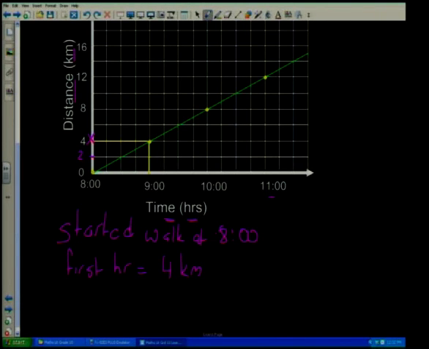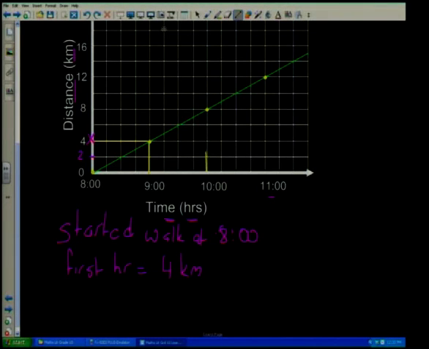Now you can see that this graph is a straight line and it is a constant line. We don't have any movement up or down. And what does that mean? It appears that she is walking at a constant rate. I'm going to come back to that rate in a second. Let's just check out our theory.